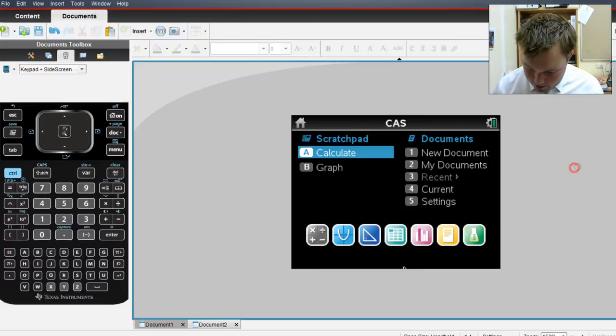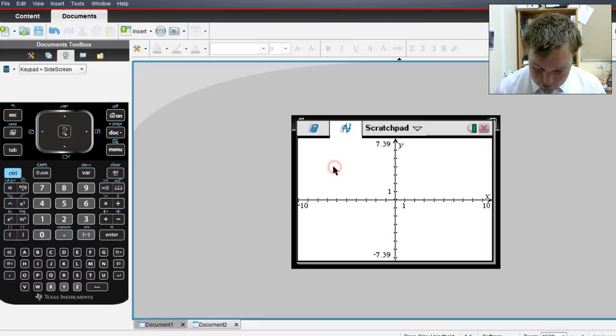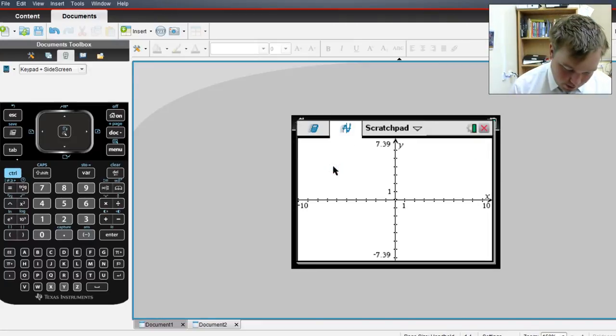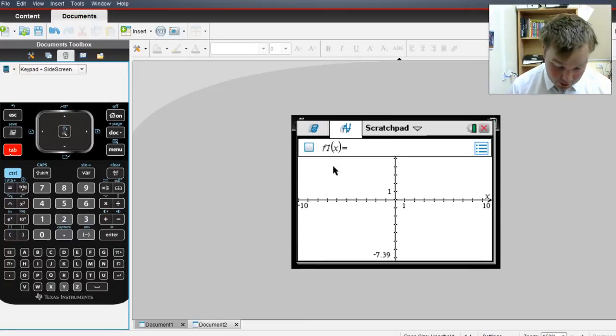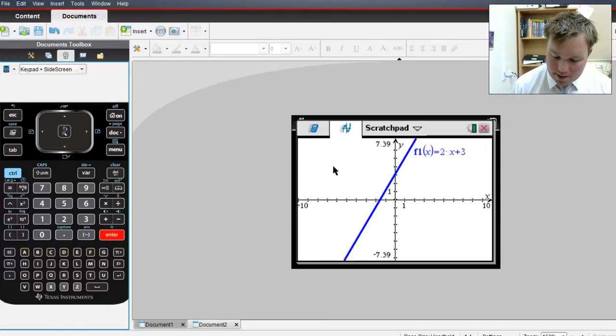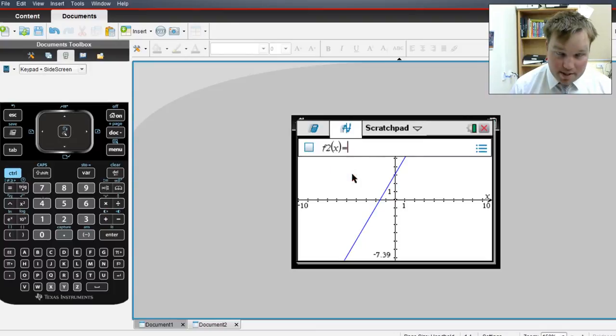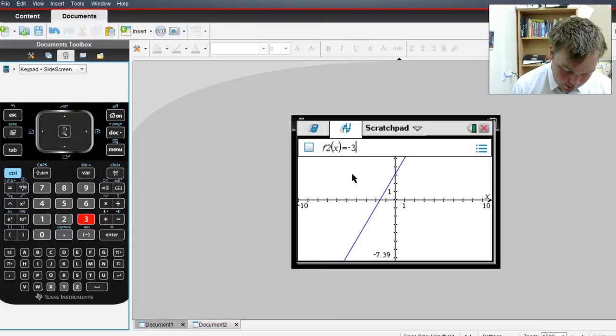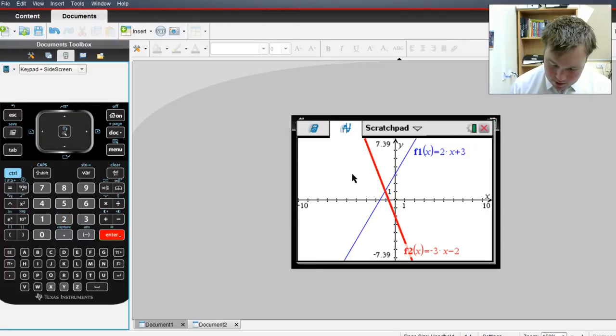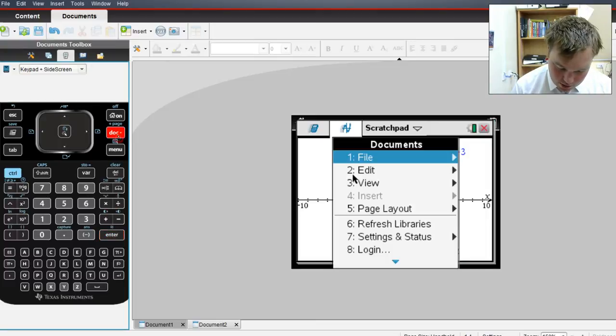So in our CAS main menu, we press B and go into the graph page. Here, press tab, and I believe I showed you this before, so I'll be very quick. Say 2x plus 3, one line. For another line, you can either double click the space or press tab again, minus 3x take 2. The lines meet somewhere, so let's find their intersection, like so.